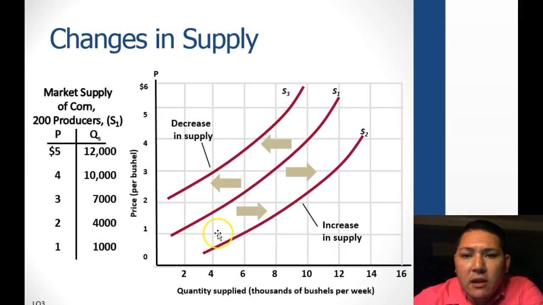And again, this has to be noted. It's different from a change in quantity supplied. Just as a change in quantity demanded was brought about by a price point change along the same demand curve, here it's the same thing. As the price changes from, say, $5 to $4, the amount of quantity supplied changes with it.